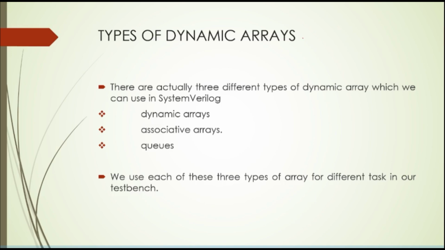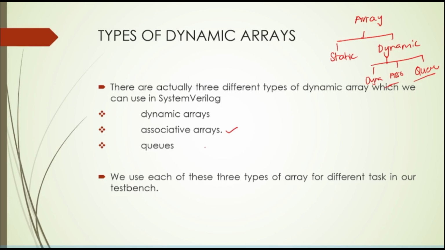Okay, so coming to associative arrays. As I told you, this is one type of dynamic array. Basically, arrays are categorized into two types: one is static, another is dynamic. Again in dynamic, you have three kinds: dynamic arrays, associative arrays, and queues. These three are also types of arrays, but they differ based on the usage and the methods that we use in these particular arrays. So in today's session we are going to discuss associative arrays.